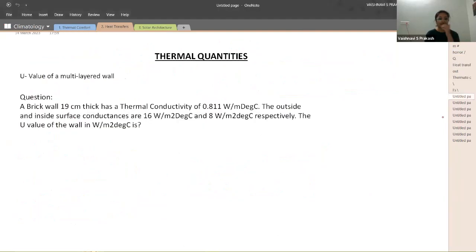All right, so we just learned the concept of a multi-layered wall, right? I'll read out the question. I'll give you 5 minutes to solve. If you find the answer or if you know how to do it, go ahead and post the answers, and then I'll solve the questions with you.